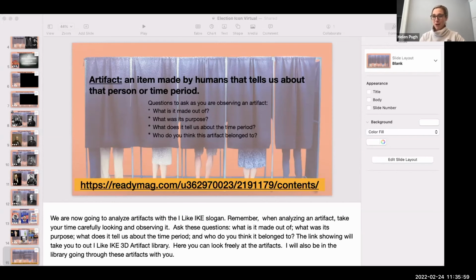It became really popular to have this extra paraphernalia. So we're going to start with one of my favorites. These are campaign pins. And this is a hologram pin, and it starts off with "I like Ike."